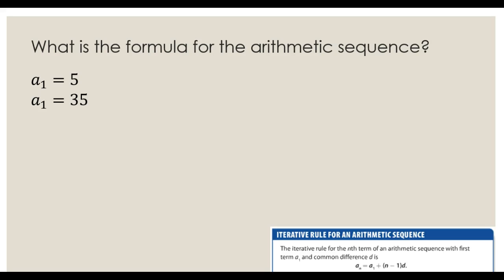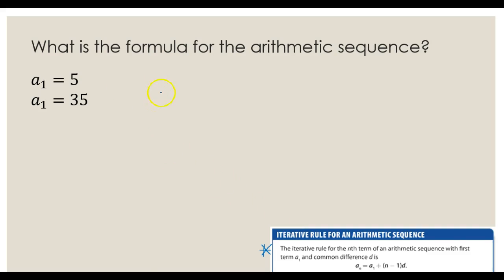Okay, now let's do the arithmetic sequence, and kind of as a cheat for myself, and I want you to do this as well, I have formulas written down. I've been giving you some formulas to check and make sure that they're in your notes, but here's one that I wrote down for myself. The iterative rule for the nth term of an arithmetic sequence with first term a1 and common difference d is an equals a1 plus n minus 1 times d.